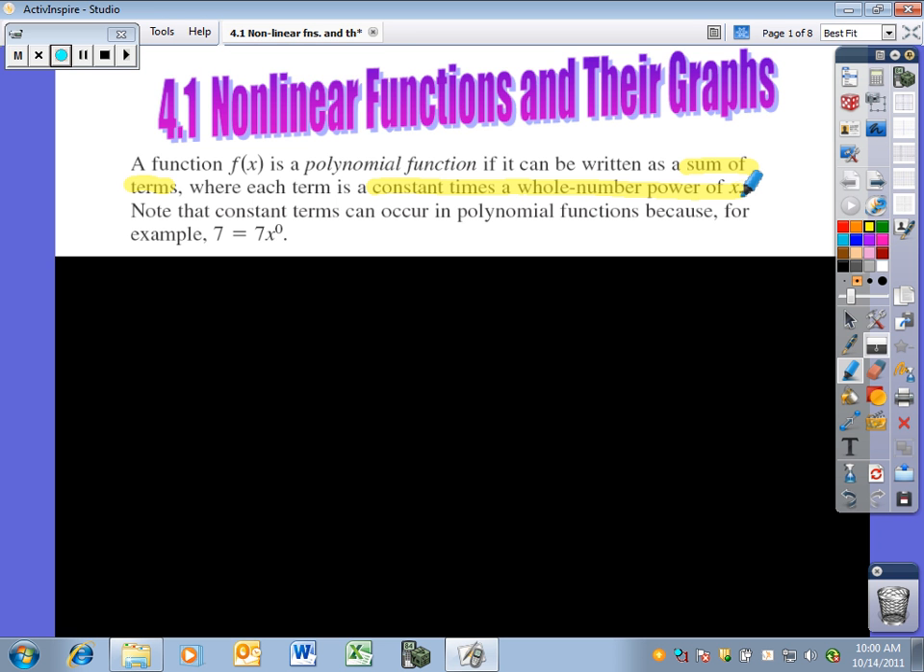So you're going to want to spend time looking at the power on x, not the coefficients in front of it. As long as we have a whole number power of x, which means you cannot have any fractions, you cannot have any decimals, you cannot have any negative numbers. They must be the whole numbers 0, 1, 2, 3, 4, etc. And they show you an example that 7 is a polynomial because it is the same as 7 times x to the 0 power.